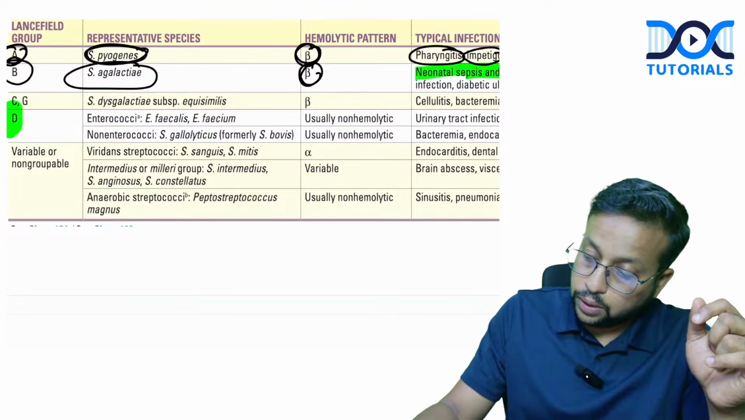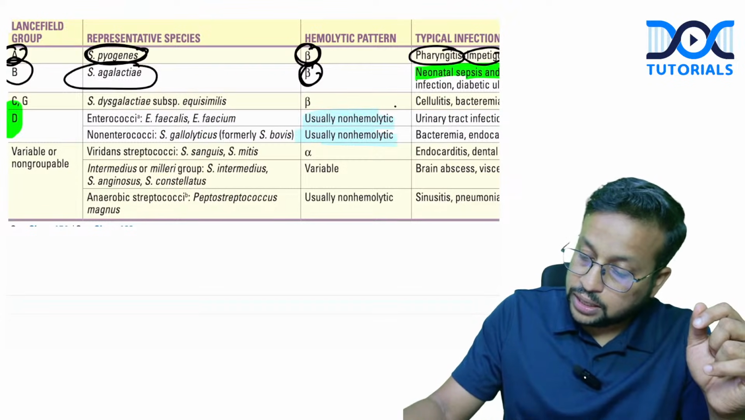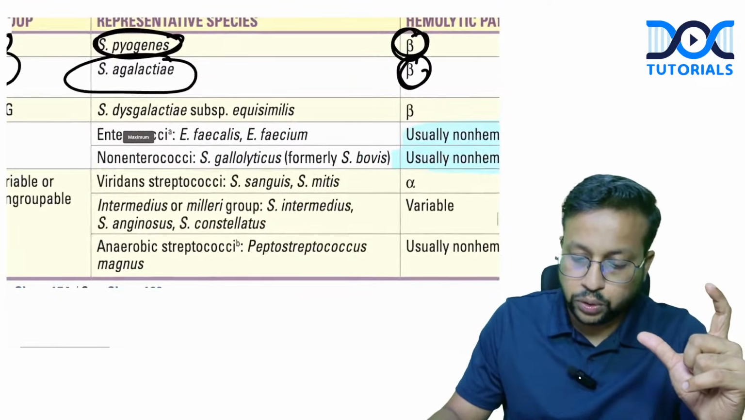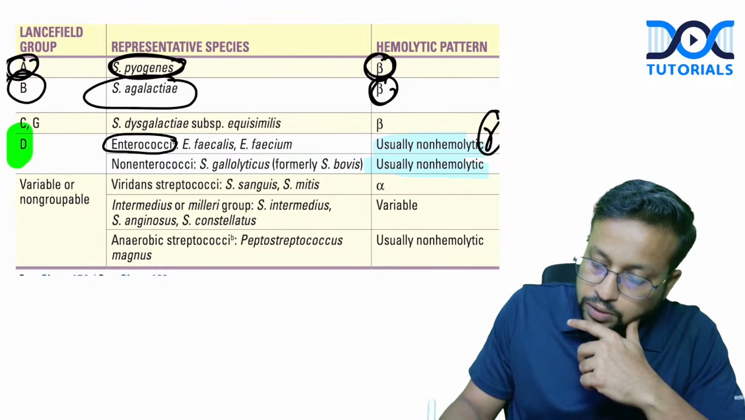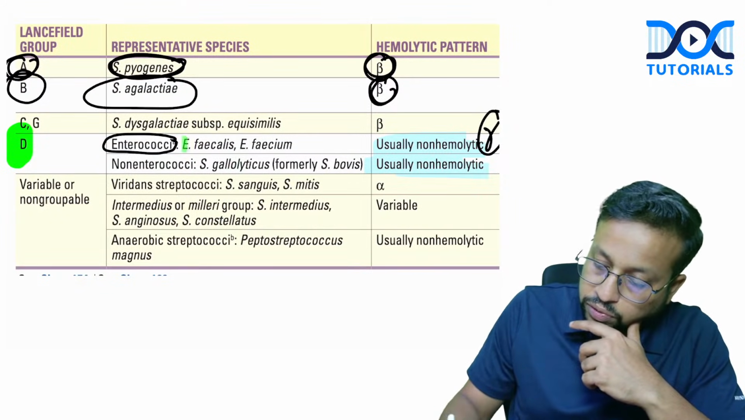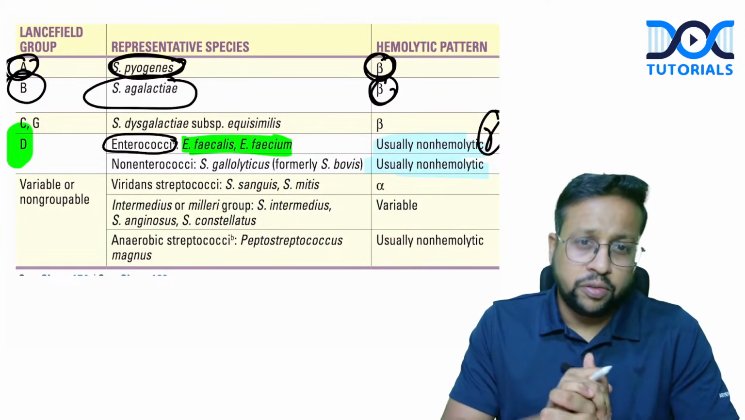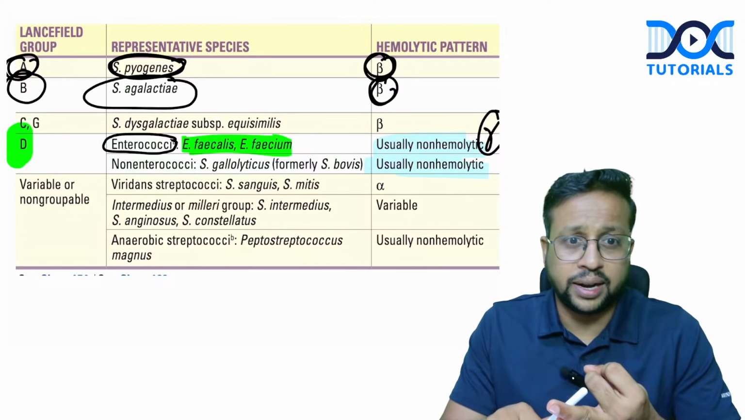Group D are non-hemolytic, and non-hemolytic is also called gamma hemolysis. Now, there are two organisms, as I already told, based upon whether they can live in sodium chloride or not. Enterococci include two important organisms, Enterococcus faecalis and Enterococcus faecium, that can cause various infections. Faecalis is usually community acquired. It can cause UTI, infective endocarditis, etc.